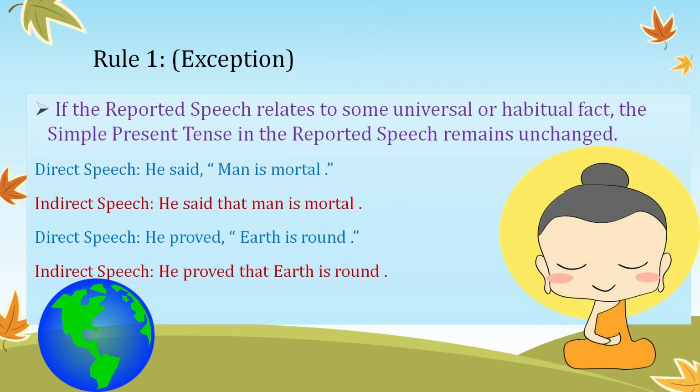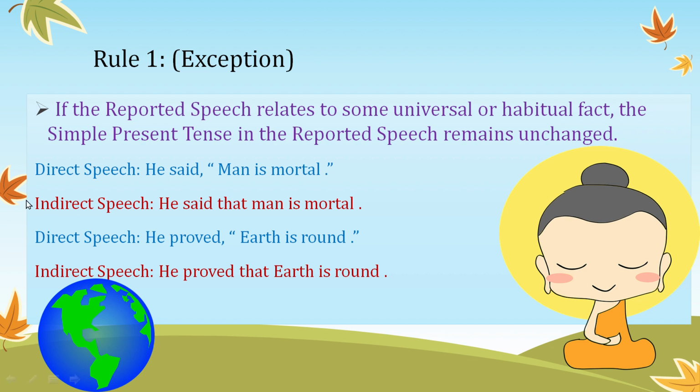In Rule 1, there is one exception. If the reported speech relates to some universal truth or habitual fact, the simple present tense in the reported speech remains unchanged. Okay, let's see how. He said, man is mortal. In indirect speech, he said that man is mortal. Now you can see here, inverted commas and comma are removed. We have put the conjunction that. Now here one thing you can notice: in direct speech, M of man was capital, while we have changed it into small letter in indirect speech. Why? Because man is not a proper noun.